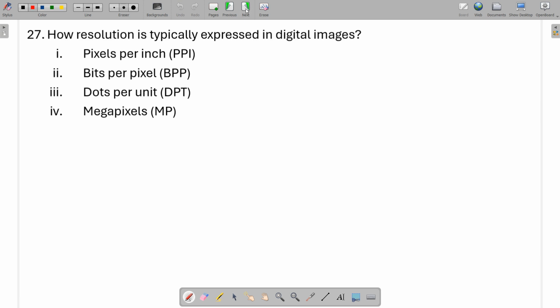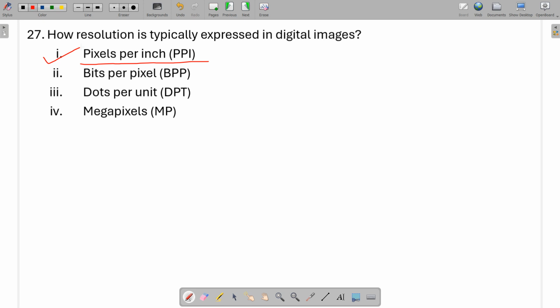27. How is resolution typically expressed in a digital image? There are two ways that resolution is expressed in digital images. One way is pixels per inch, PPI, which is the first one, which is the correct answer.